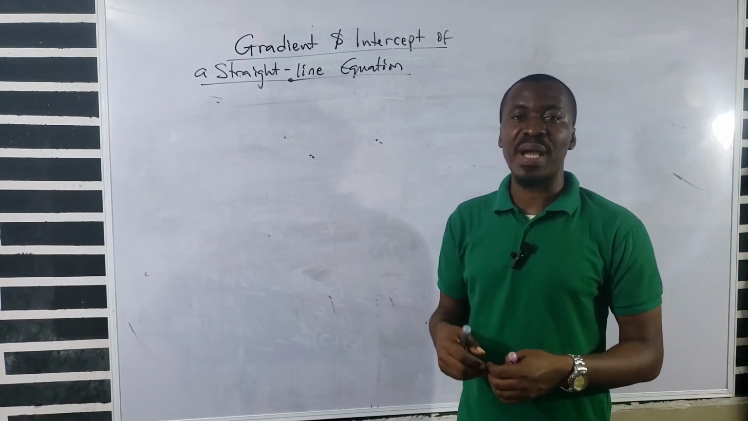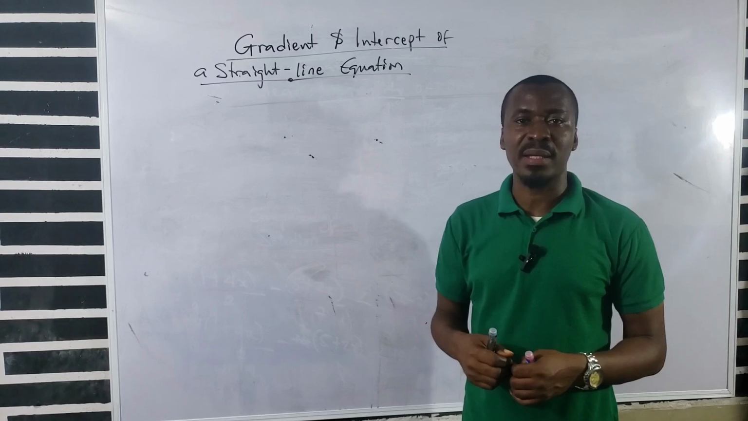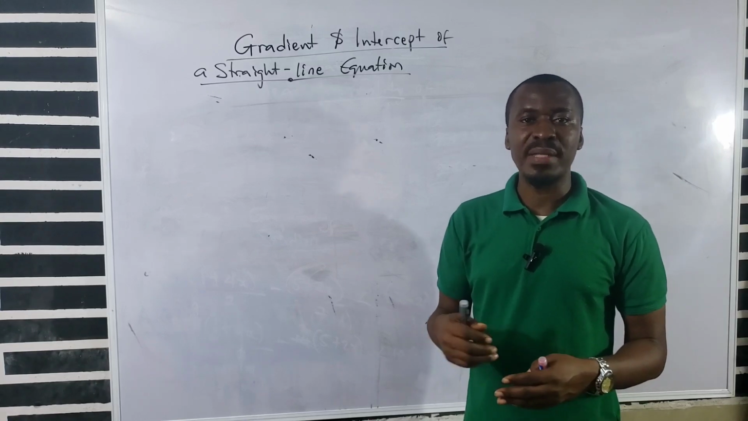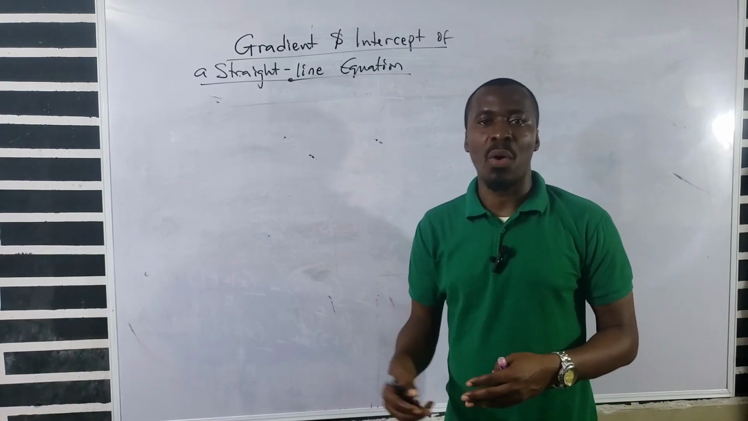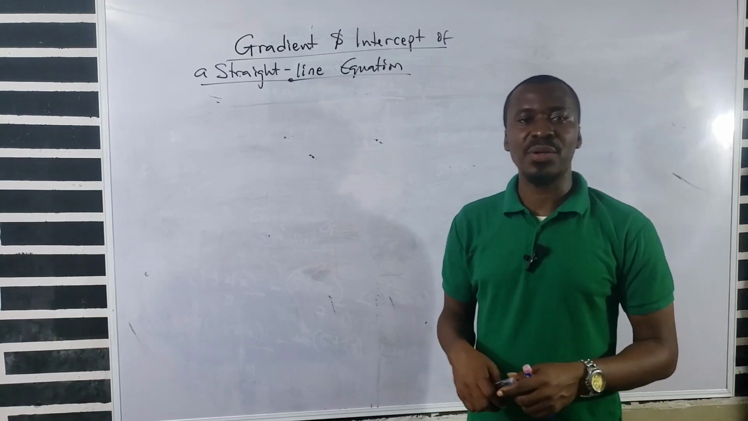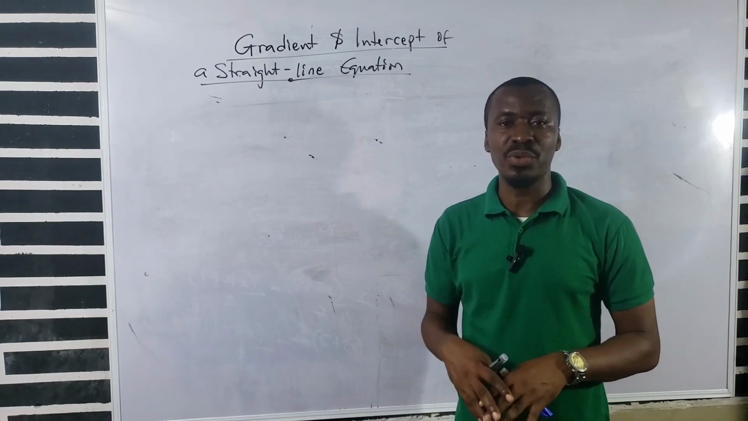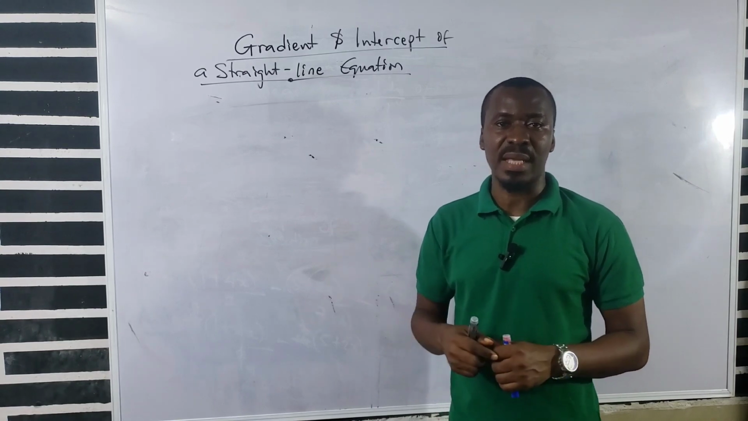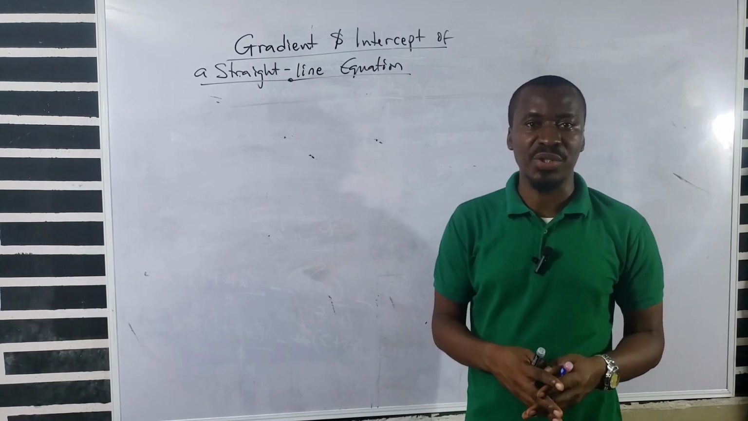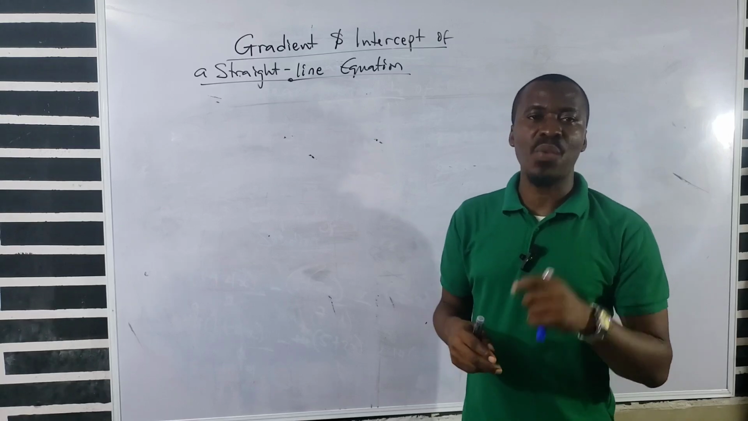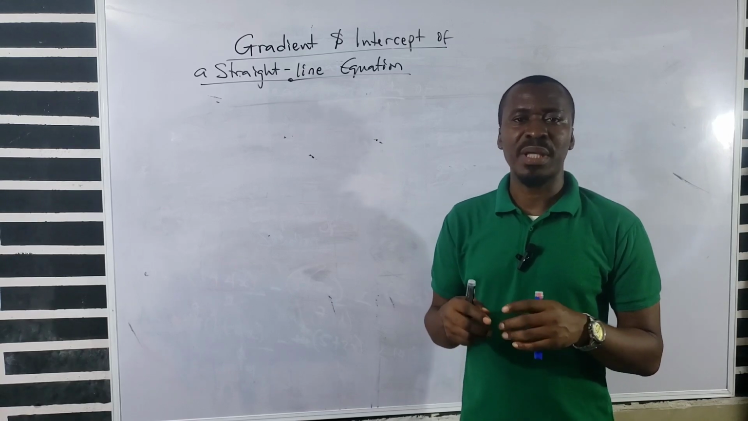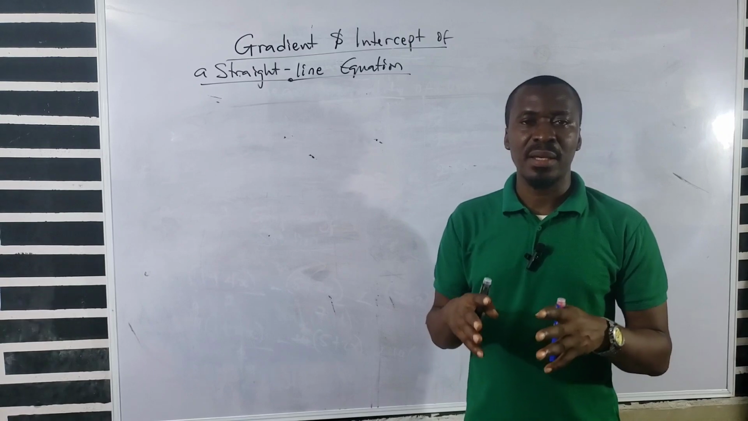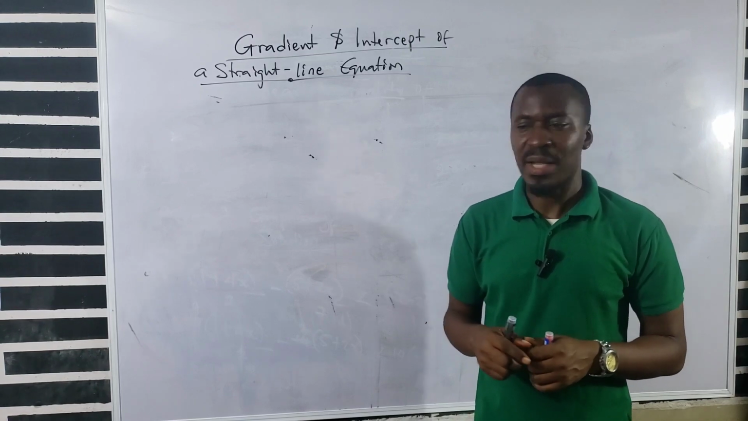I will be asked to find the gradient of that straight line and the intercept, whether at the x-axis or at the y-axis. I don't need to plot the graph to be able to find that gradient and the intercept. So in such a situation, what are we going to do? Meanwhile, let me explain the concept of gradient and intercept of a straight line.